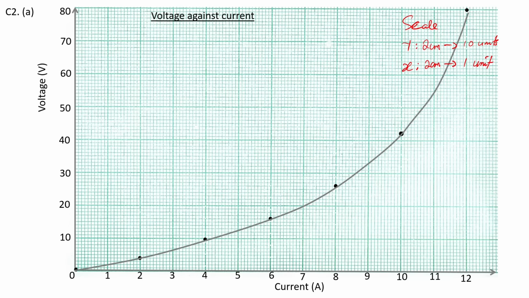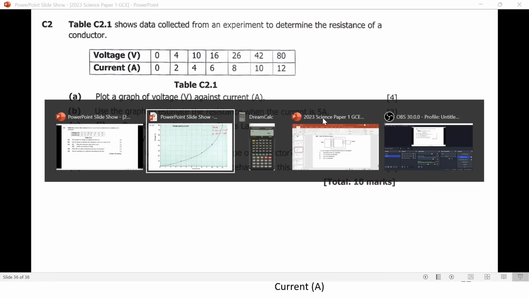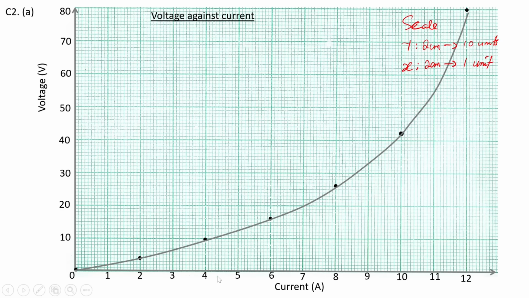Then we go to another question here. Question B says, use the graph to estimate the resistance when the current is 5 amps. So when the current is 5 amps, what will be the resistance? That's the question here. So you come on the current where it is 5 amps here, you draw a line. When it hits the graph, you bend, you go there. So here where it hits the graph and it bends, it is at 13: 10, 11, 12, 13. It hits at 13 volts.